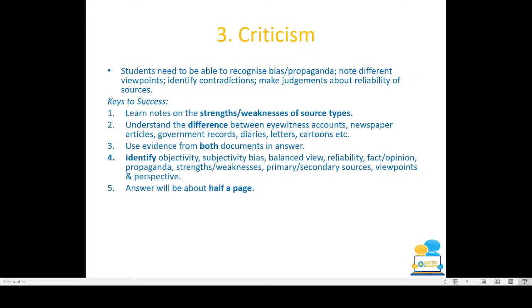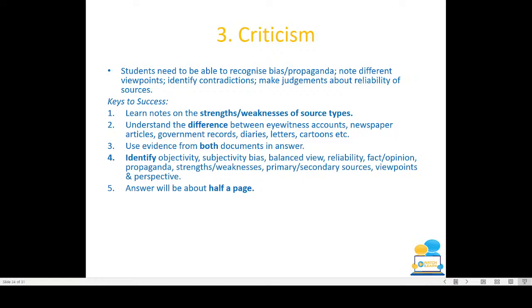So keys to success. Learn notes on the strengths and weaknesses of different source types. So we should be able to look at where this source comes from, and we should have a good understanding in our head. Is that a strong or a weak source? Why is it a strong source? Why is it a weak source? If it's a newspaper article, it's a strong source because it gives us, I suppose, a snapshot of opinion from that period of time. However, the writer could be biased towards one side.